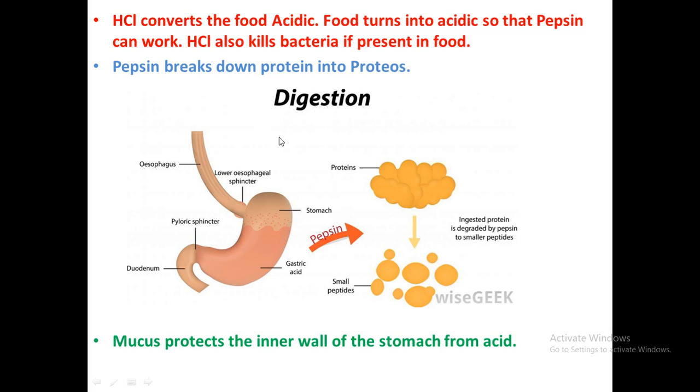And mucus. What is the work of mucus? Why do the gastric glands secrete mucus? Mucus protects the inner wall of the stomach from acid. As we know, HCl is a very strong acid, it can burn the inner walls of the stomach. So this mucus will protect the inner wall. It acts like a protective layer around the inner surface of the stomach, which is protected by the mucus from the acid action.